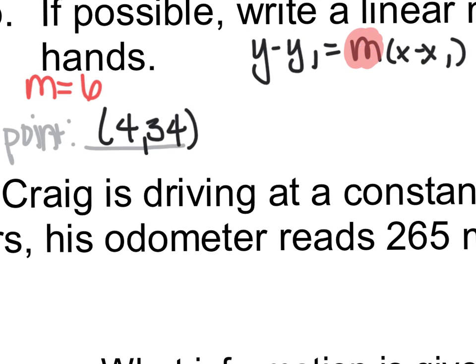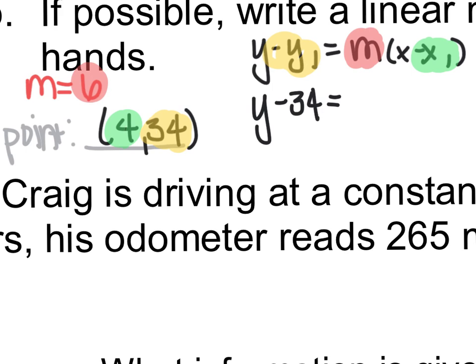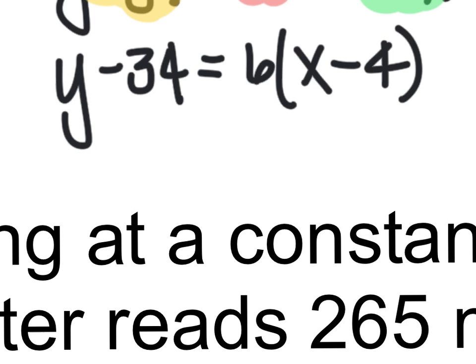So remember, my slope is m, which we said was 6. My x value was 4, and my y value is 34. So we're going to rewrite this. Remember, my signs changed, so instead of +34, it'll be -34, equals 6 times x, and instead of +4, it will also be -4. I do need to solve this for y, which means I need to get y's on one side and everything else on the other.